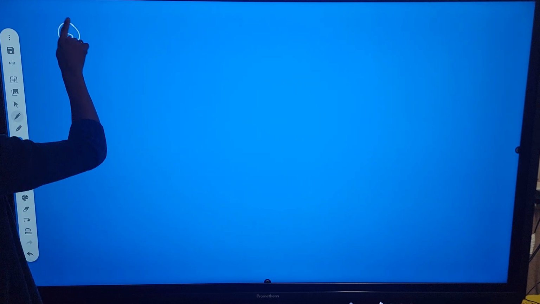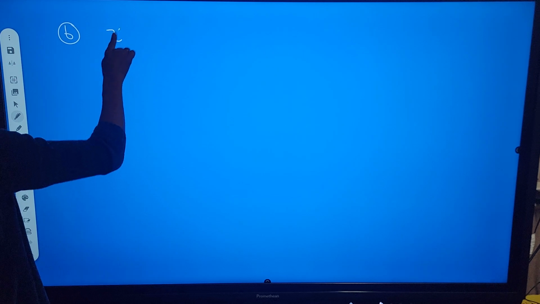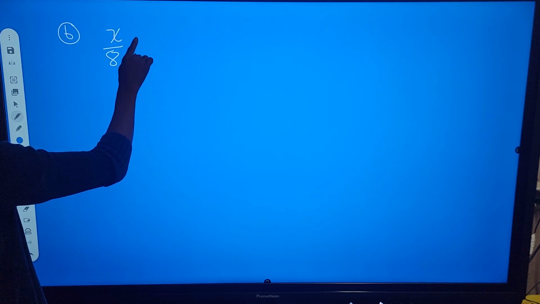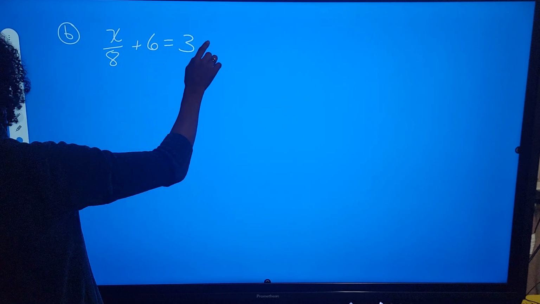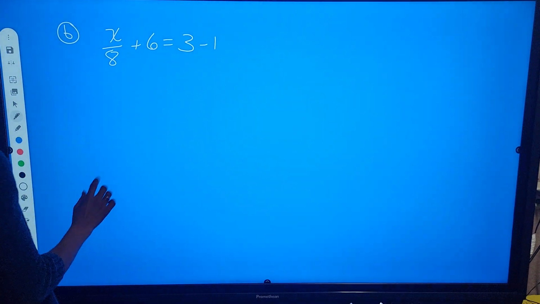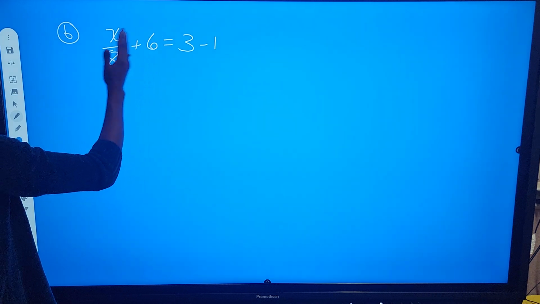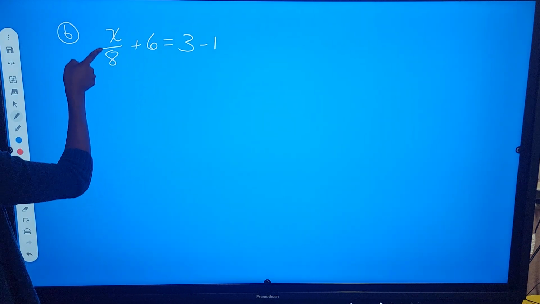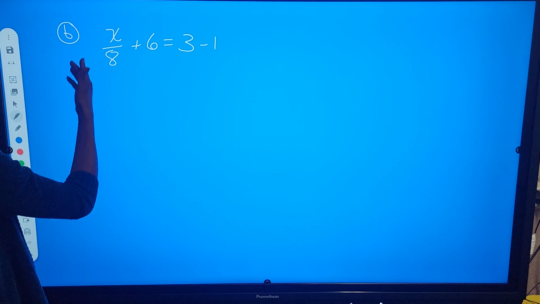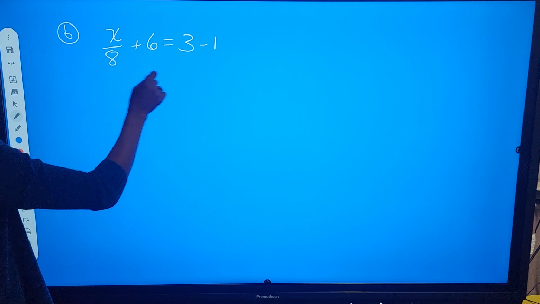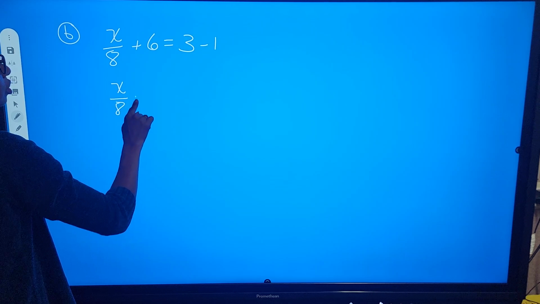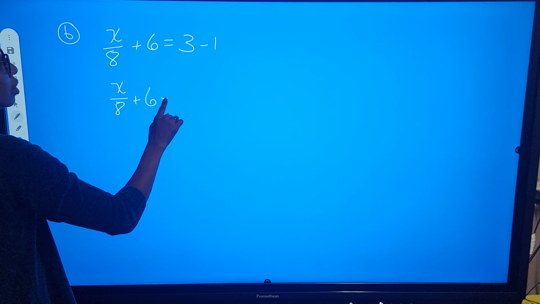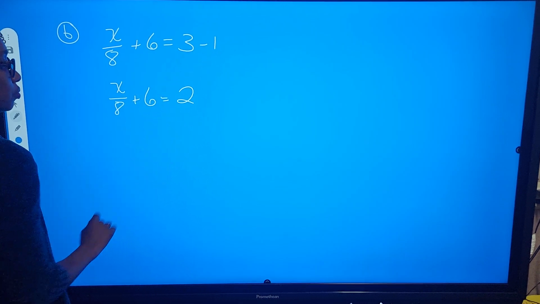And this is letter B of that same example. It has x over 8 plus 6 equals 3 minus 1. So step 1 says to combine like terms on each side. So looking over here, I see this term has an x, this one does not. So those are not alike. I can't put them together. But here, 3 and 1, I can put those together. So I'll keep this side the same. 3 minus 1 is 2.